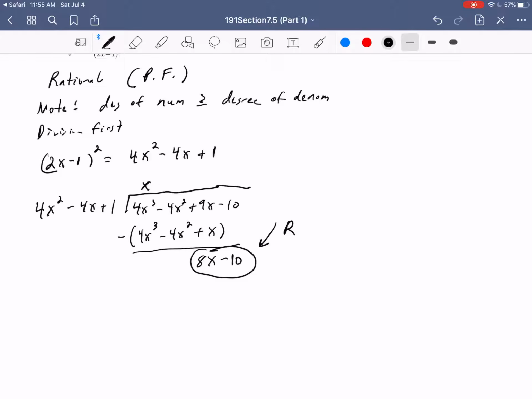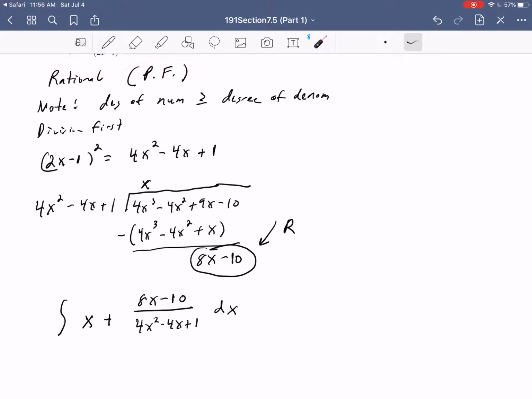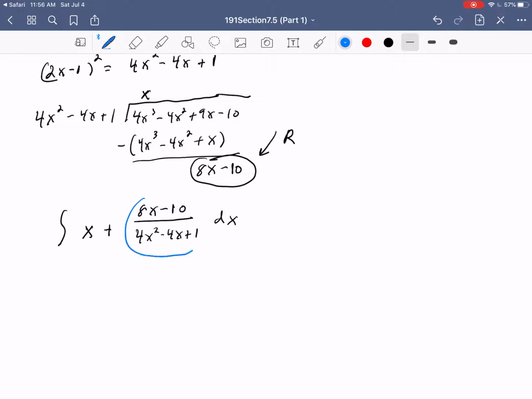So after our division, we know that we have the integral of x plus (8x minus 10) over (4x squared minus 4x plus 1) dx. In other words, this messy expression is equivalent to this simpler one. Certainly integrating this x is going to be nice and easy, so we just need to focus on this. Let's do that first before we actually do any integrating. We'll go ahead and do this as partial fractions now.